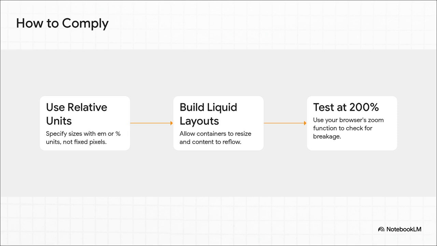So how do you actually do that? Well, it pretty much comes down to three key things. First, use relative units. We're talking ems or percentages for your fonts and your containers, not fixed pixels. Second, build your layouts to be liquid or flexible so they can actually grow and shrink with the content inside. And third, and this is probably the most crucial step, test, test, test. Just open your browser, hit zoom, and crank it up to 200%. You'll spot any problems almost immediately.